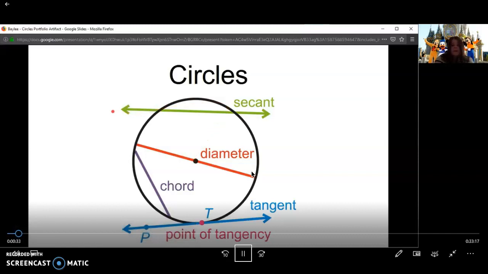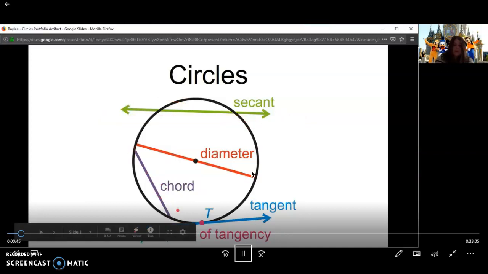A secant is any line that doesn't have the center in it, and it crosses the circle, but the line keeps going, which is unlike a chord, which stops from one end to another.